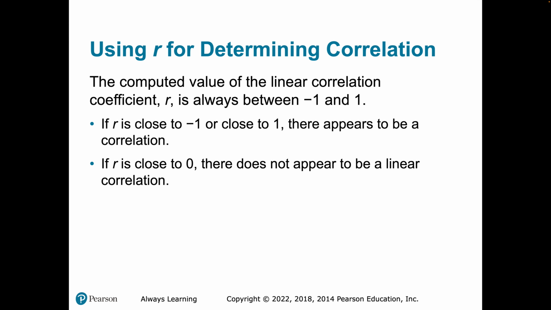A couple of facts about the linear correlation coefficient. The value is always between negative 1 and positive 1. If the sign is negative, that means we have a negative relationship. If the sign is positive, it tells us we have a positive relationship. If r is really close to negative 1 or really close to positive 1, then there is a correlation. If r is close to 0, then there is not a linear correlation.